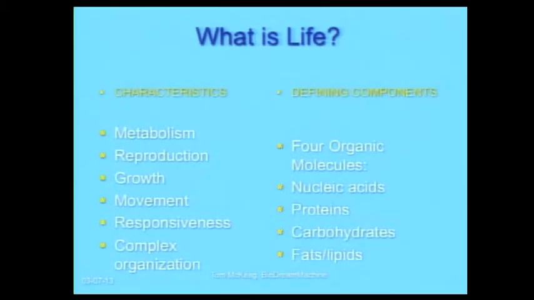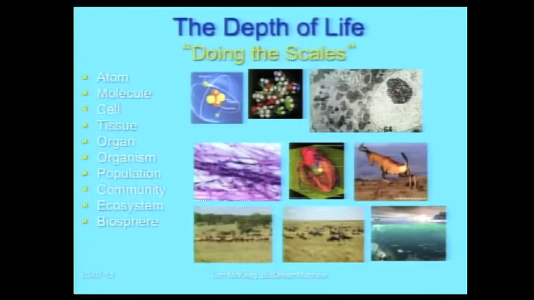So now that we've looked at some of those 4 trends, we ought to look at what is life. And of course, life has its characteristics, right? Metabolism, reproduction, growth, and all the rest. But actually, the list on the right is the definitive list for what is life. You got to have 4 organic molecules, right? It's got to have proteins, nucleic acids, carbohydrates, fats, and lipids, and all of them are playing key roles in putting together life. So we need to remind ourselves of that. And I have my design students do the scales, right?